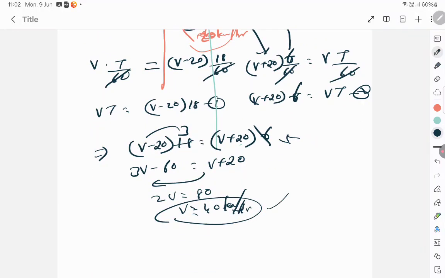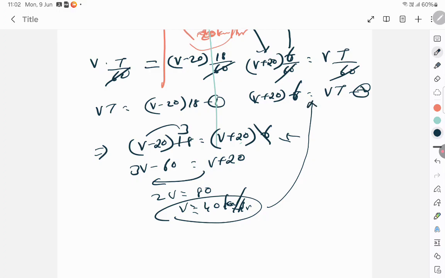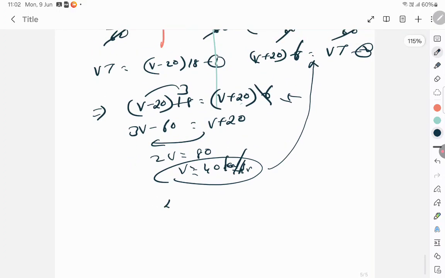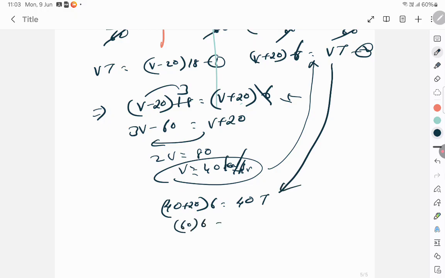You take it and substitute in any one of the equations, you can find the time. So (v is 40 plus 20) into 6 is equal to v is 40 into t. From this, you can say that this will be 60 into 6 is equal to 40 into t, 0s get cancelled. 36 is equal to 4t, t is equal to 9. 4 9s are 36. So 9 hours?